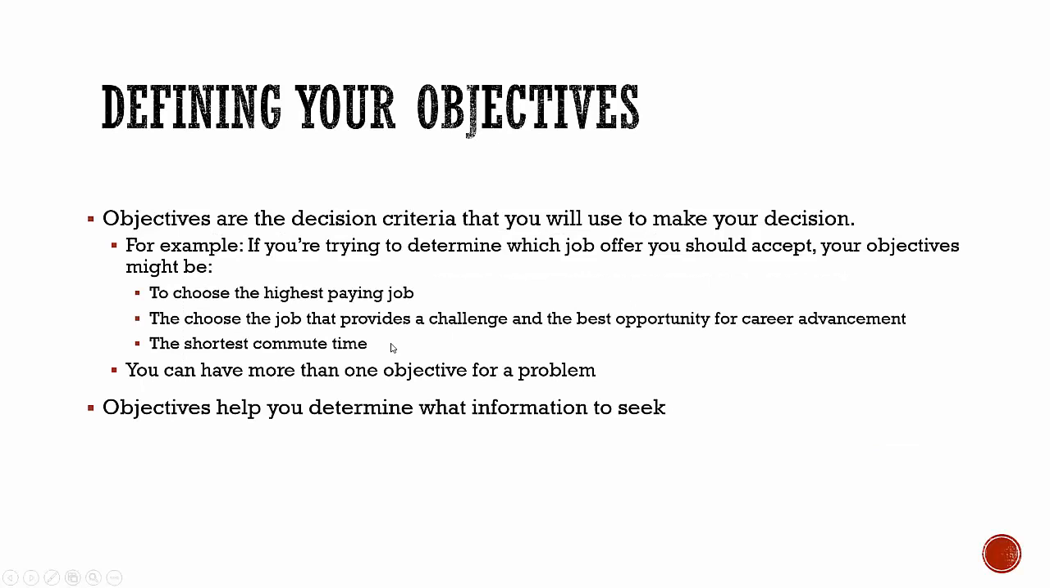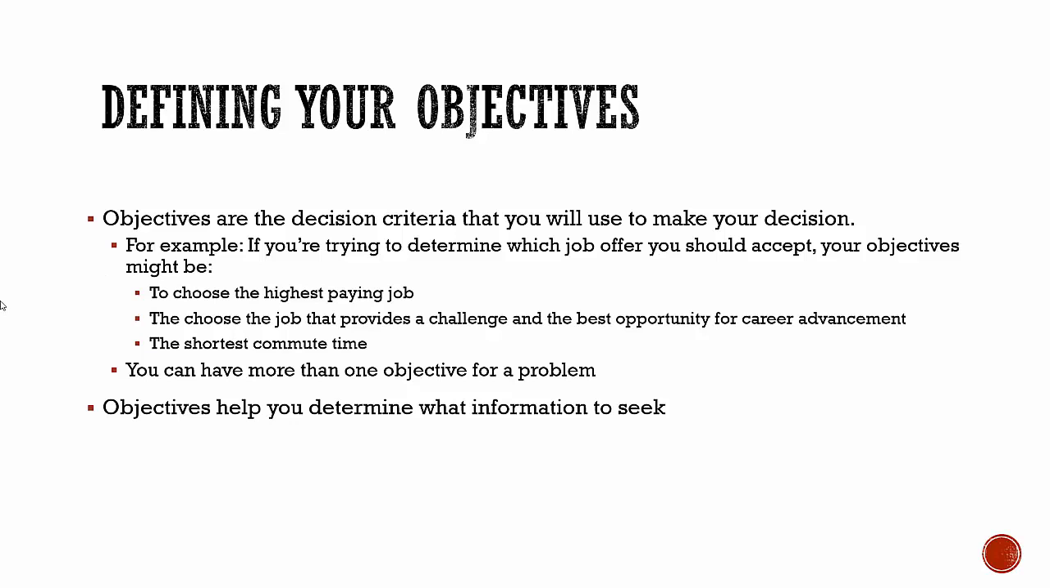So we've gone through stating our problem and determining what problem we need to solve. Now we're going to look at the objectives, and the objectives are those things that we wish to achieve with making our decision. So the objectives are the decision criteria that you will use to make your decision.